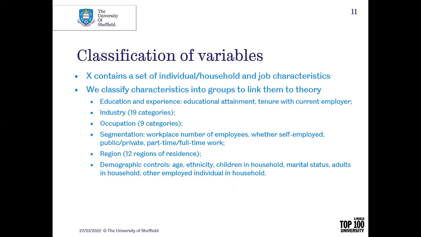And these are the different variables we use. The X variables, we have education and experience. We have 19 categories of industry, 9 categories of occupation. That's your segregation, industry and occupation. And the segmentation side is size of workplace, self-employed status, whether public or private sector, and whether part-time or full-time work. And we also look at region and demographic controls.